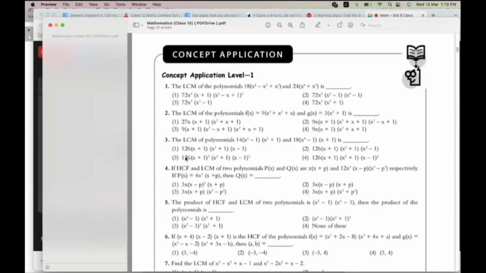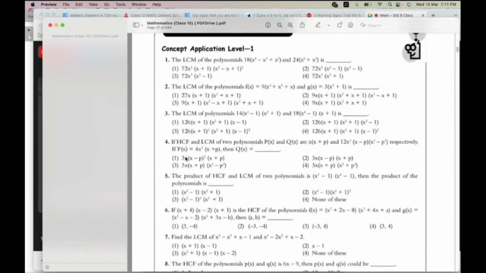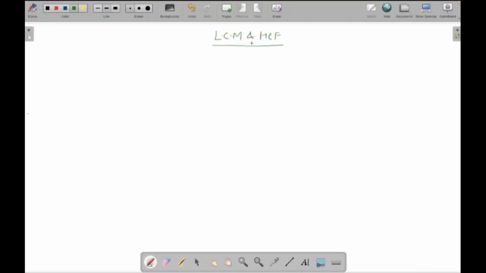Okay, let's look at some concept level questions. So, LCM of these two polynomials. LCM works the same way. What we do is look at the least common multiple, and the way we do it for numbers, just to refresh your memory: say, for example, I have 24 and 16, two numbers.